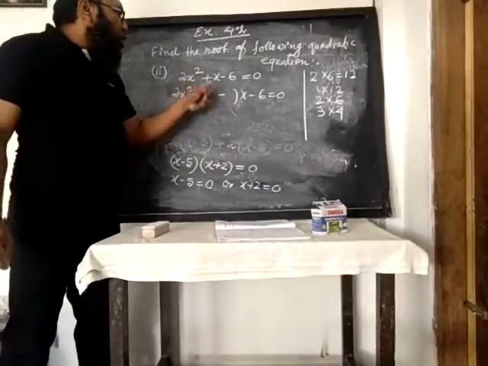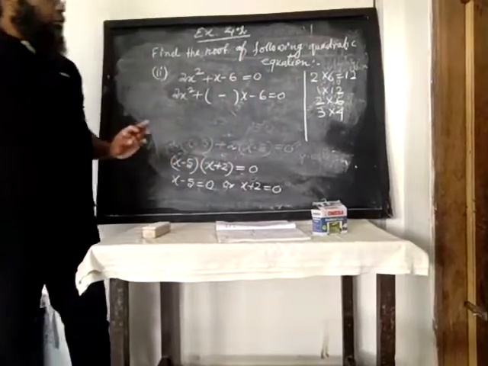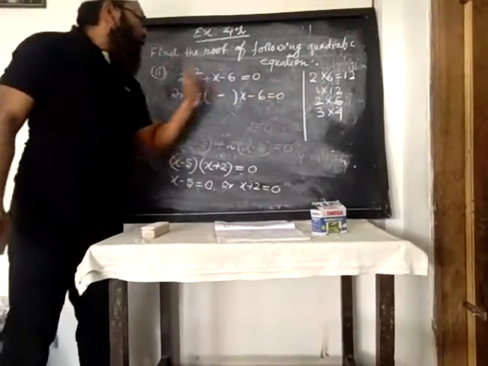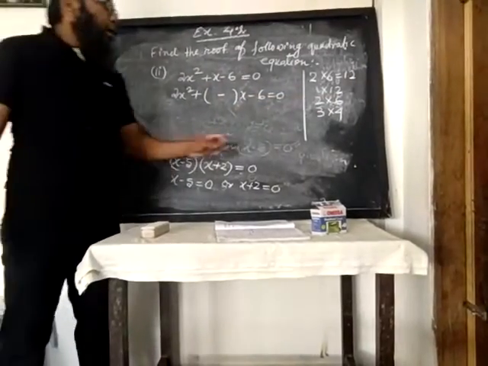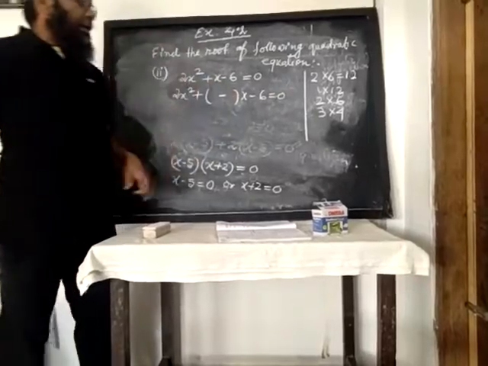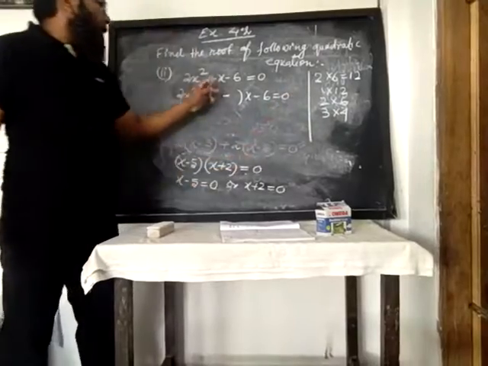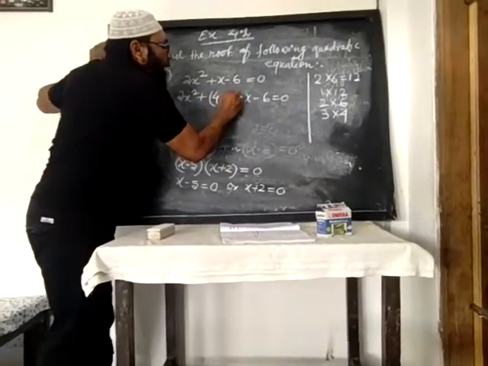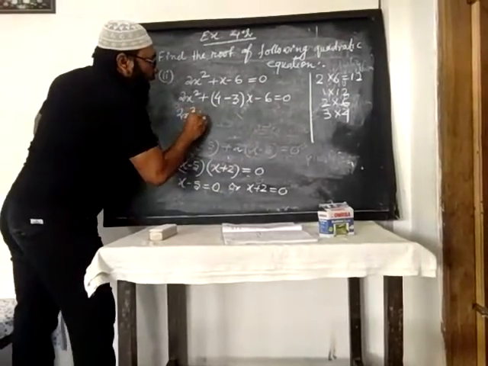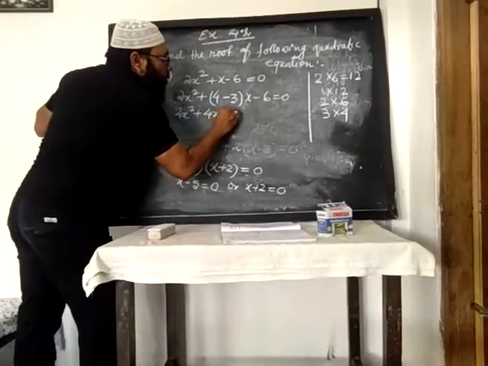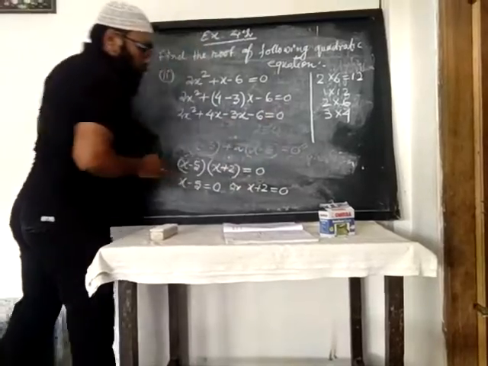Why? Because the coefficient of x is 1. 12 minus 1 gives 11, but here it is not 11. 6 minus 2 gives 4, but it is not 4. 4 minus 3 gives 1, we have 1. So 4 minus 3. 2x squared plus 4x minus 3x minus 6 equals 0.